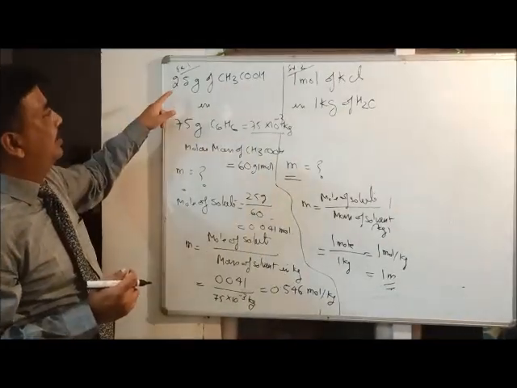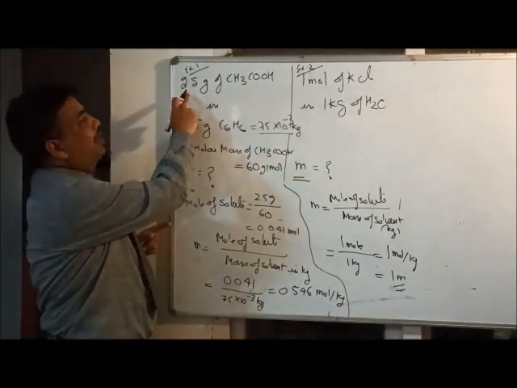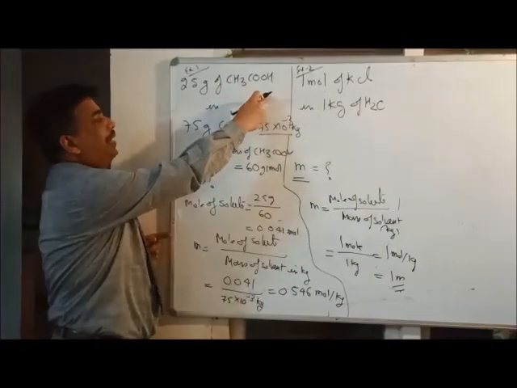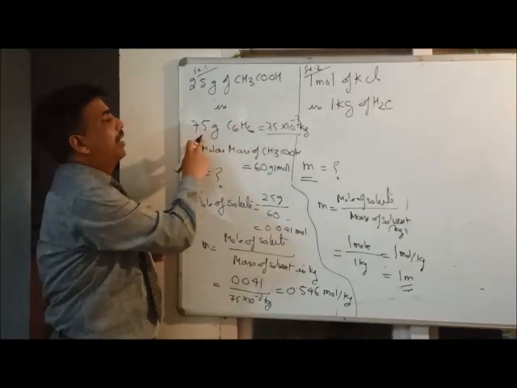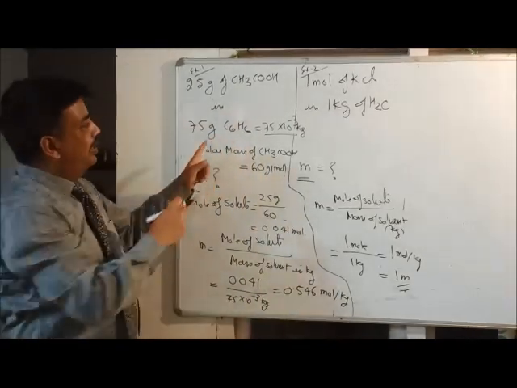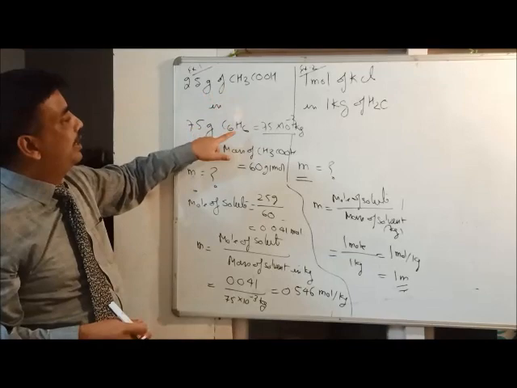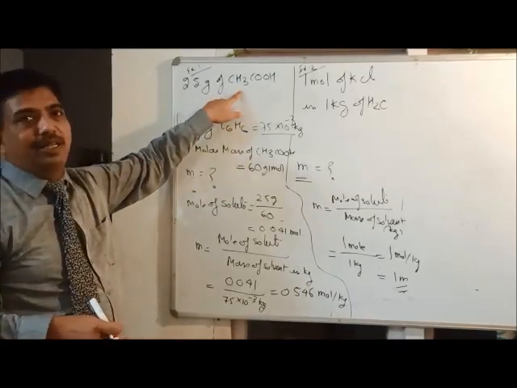In the first case, which was given here, 2.5 grams of ethanoic acid is dissolved in 75 grams of benzene. So as you can see, students, the solvent is benzene and the solute is ethanoic acid.